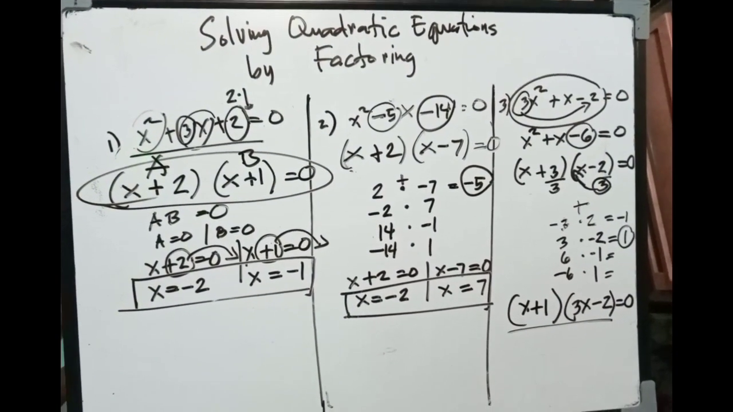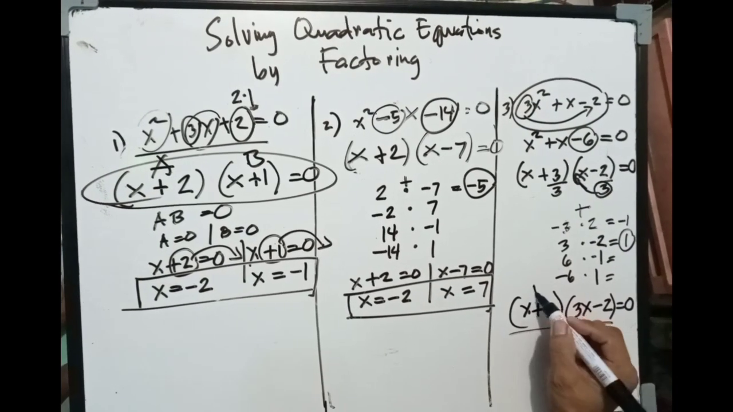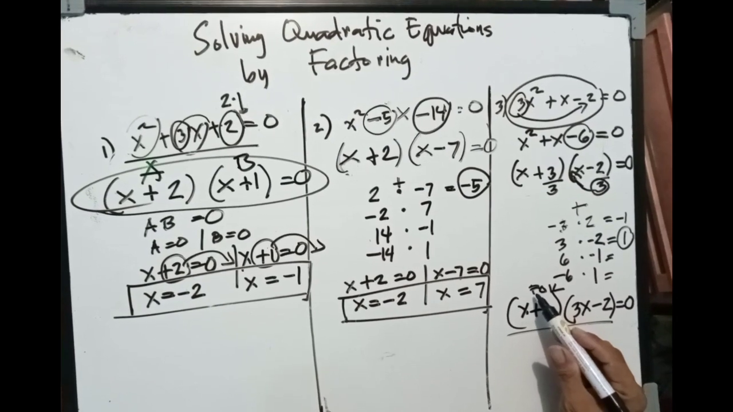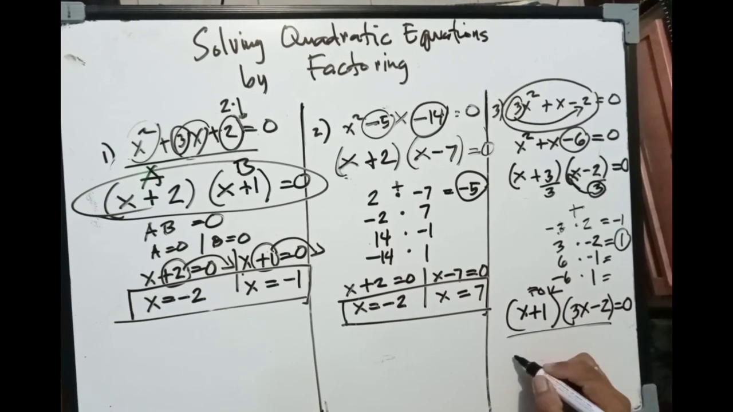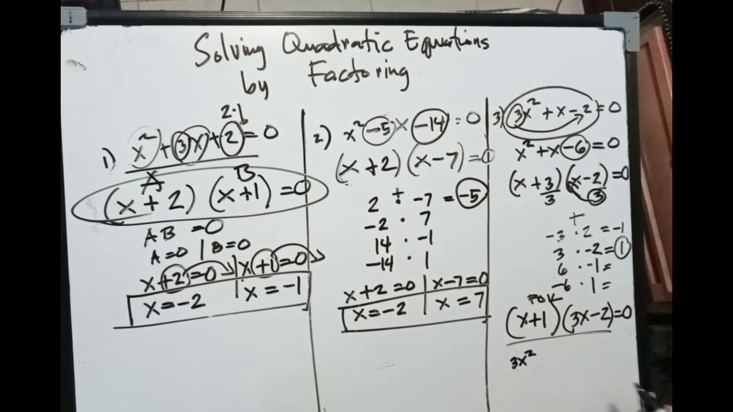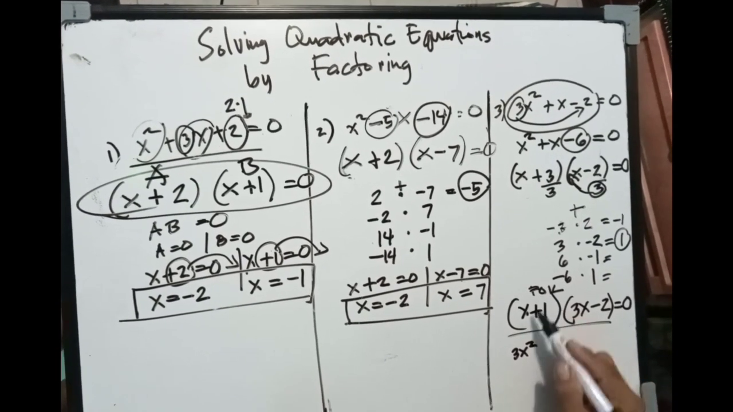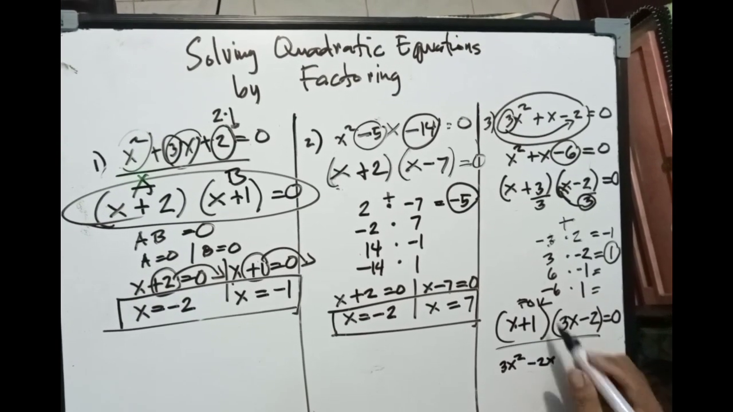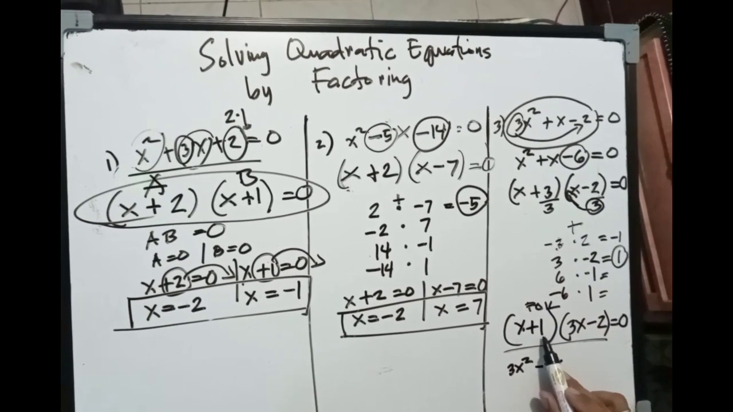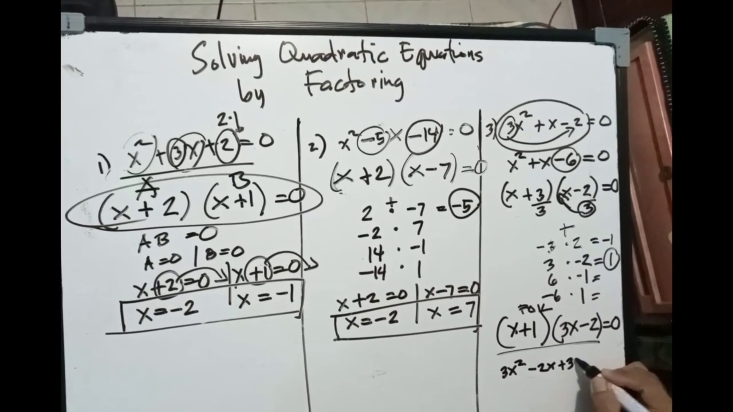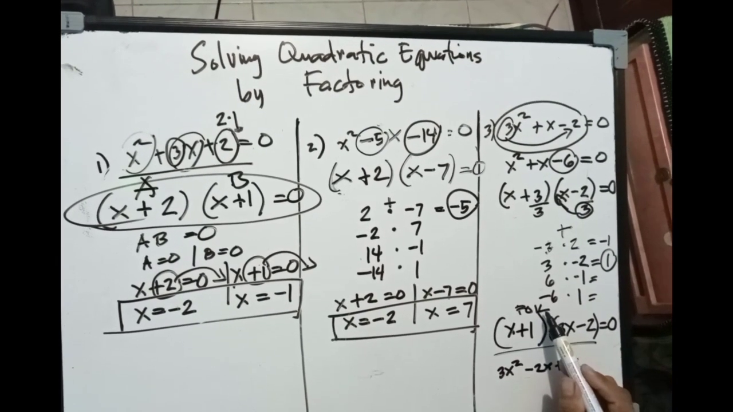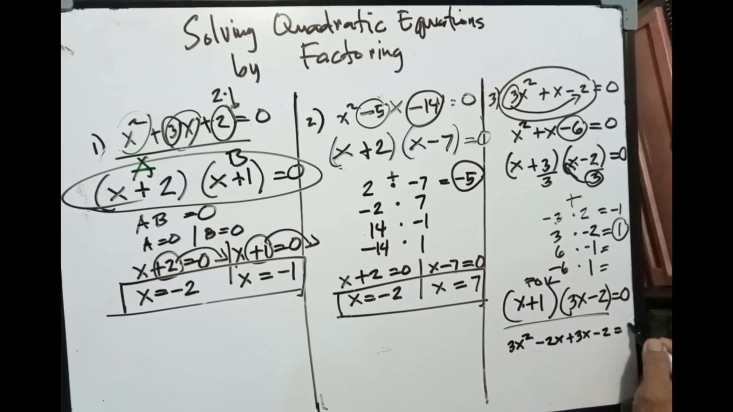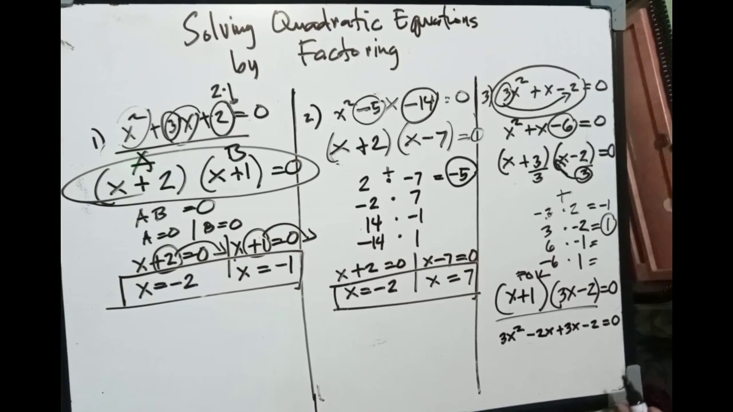To check whether your factored form is correct, use the FOIL method. Let us try. F stands for the first terms. X times 3x, 3x squared. O for the outside terms. X times negative 2, negative 2x. I for the inside terms. 1 times 3x, 3x. L for the last terms. Positive 1 times negative 2, negative 2.